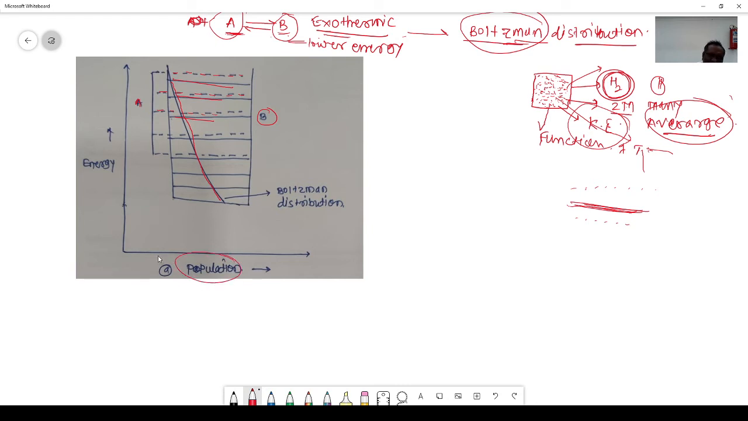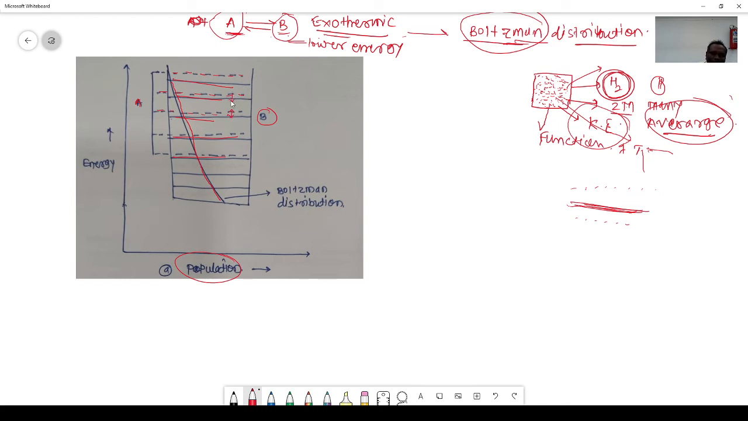So what is the population? The number of gas molecules having the average kinetic energy is the level of population we can call, and fewer molecules will have higher kinetic energy than the average. The number of gas molecules present in an energy level is called the population, and this is the energy. Now, these B energy levels are lower in energy by this much amount.